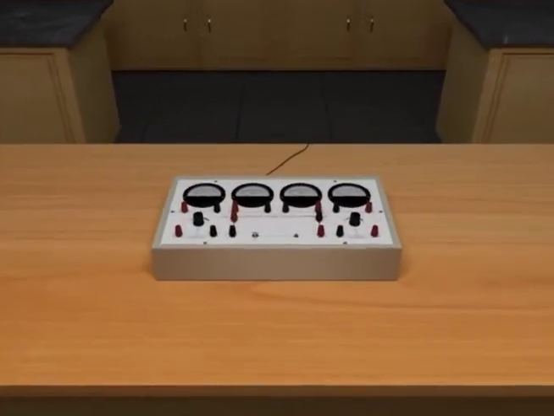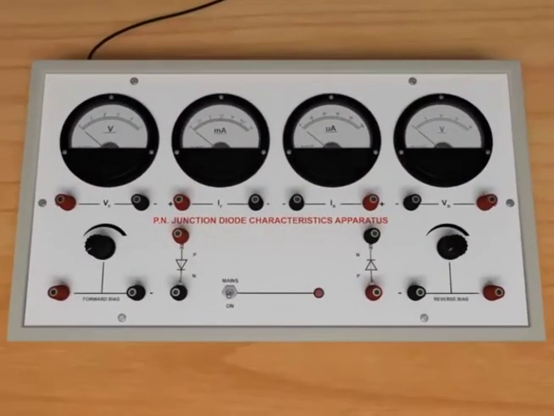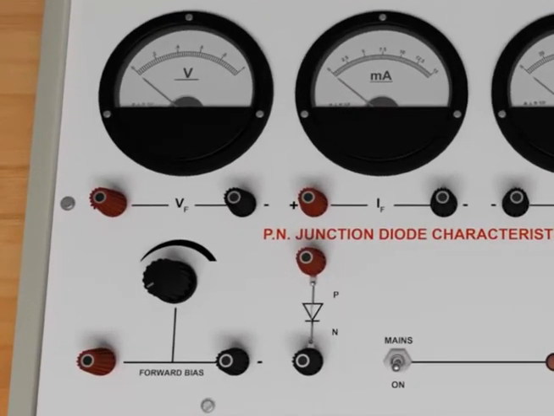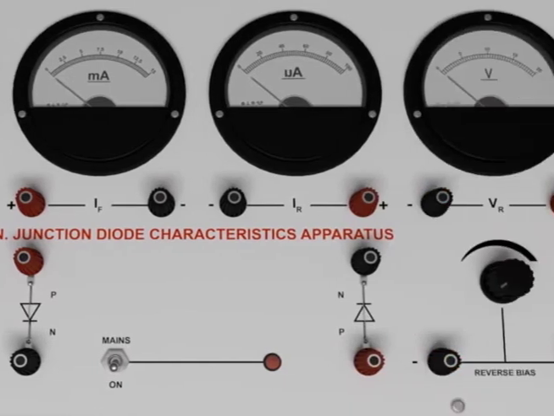Displayed here is a p-n junction characteristic measurement apparatus. It consists of two DC power supplies, two voltmeters of range 0 to 1 volts and 0 to 20 volts, a 0 to 15 milliamperes milliammeter, a 0 to 100 microamperes microammeter, two p-n junction diodes mounted behind the panel. Observe that the left side of the circuit shows the p-n junction in forward bias, while the right side shows reverse bias.